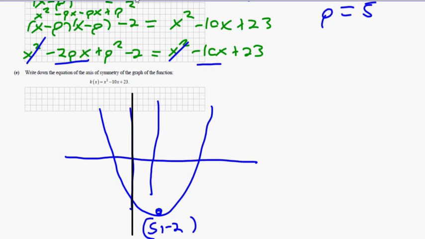What we want to do is find the axis of symmetry, the line going through here. And this is a vertical line. So because it's a vertical line, it must be the line x equals 5, because x is 5 for all of these points going up this way.